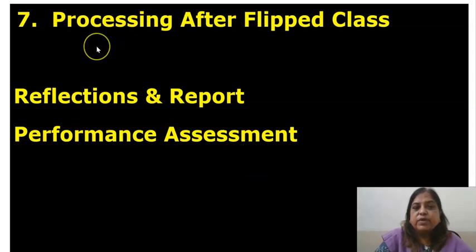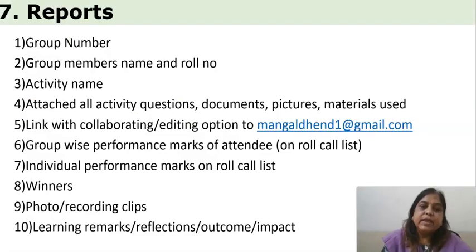Now next, after performing the activities in the class, the next phase will be reflections, reports and performance assessment. So how will we do processing after the flipped classroom, processing on our learning and on our assessments, our performance. Then see the reports you have to submit for assessment.